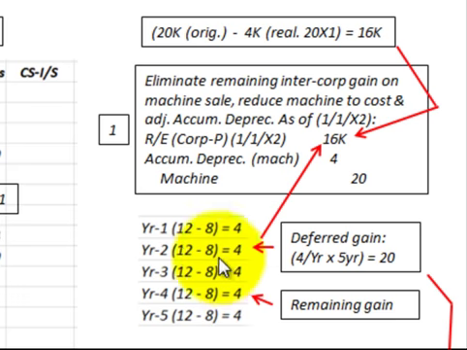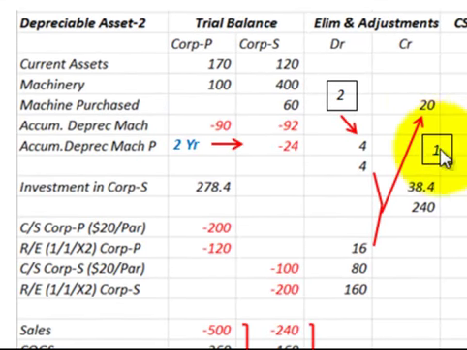So looking at our elimination entries, first we would credit the machine purchased for $20,000, and then the balancing amounts would go to a debit: the accumulated depreciation on the machine purchase for $4,000, and then debit our retained earnings for Corporation P as of the first of the year for $16,000.